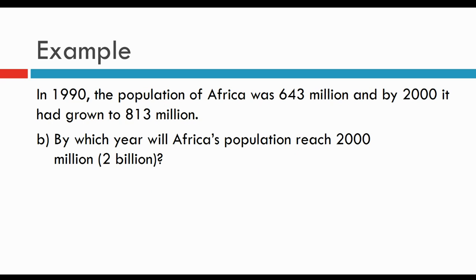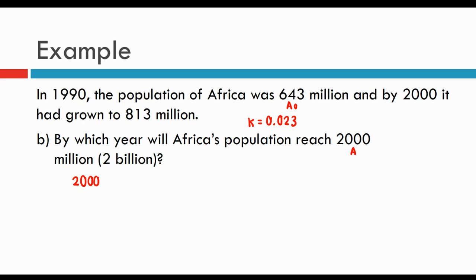So then let's use that new k value that we just created. So from that last example, our k value now is the 0.023. Once again, 1990, we have that initial amount or that A sub 0 value to be 643 million. And once again, we know that it had raised to 813 million by 2000. However, I don't really care about that value anymore because now the question says, by which year will Africa's population reach 2,000 million, which is basically 2 billion. So now I want my A value to be represented as this 2,000 million.